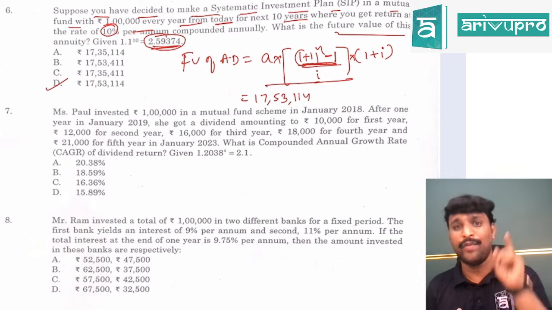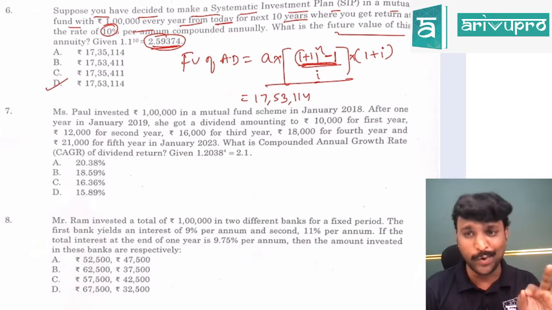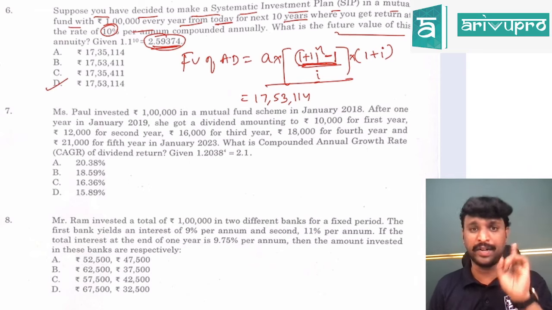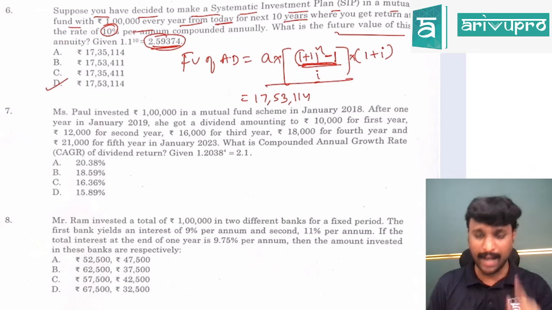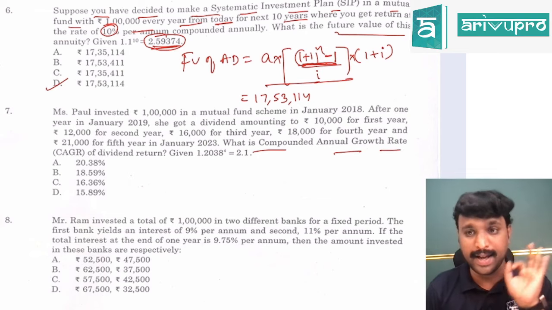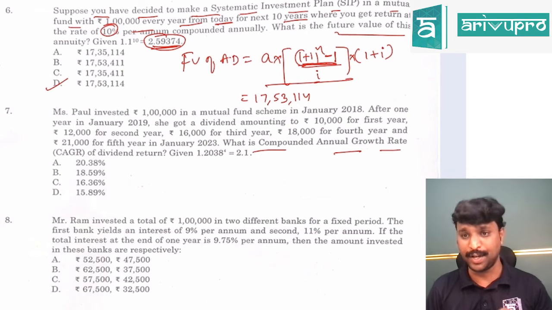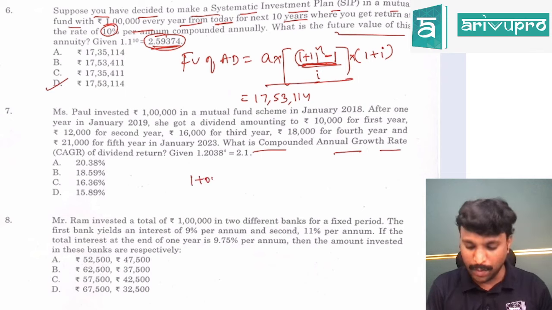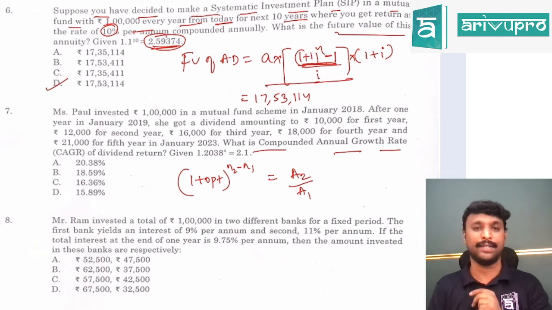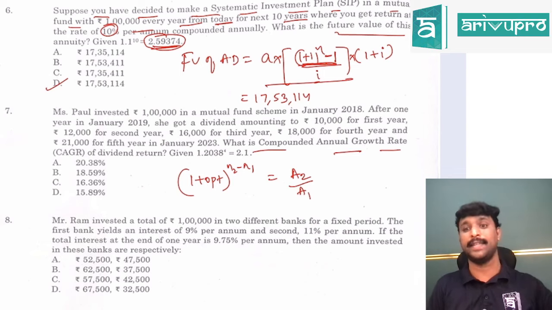Guys, I said whenever you see a lengthy question, don't read the whole question up front. Read the last part of the question. What is asked? What is the compound annual growth rate? Guys, CAGR is asked. I have given you a shortcut for CAGR. What is it, guys? 1 plus i whole power n2 minus n1 should be equal to last amount divided by the first amount. Yes or no? This is the shortcut that I had given for CAGR.